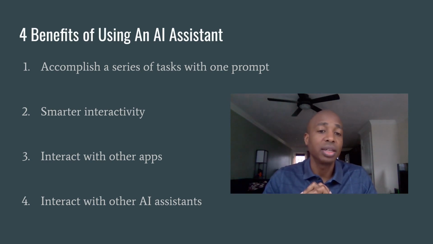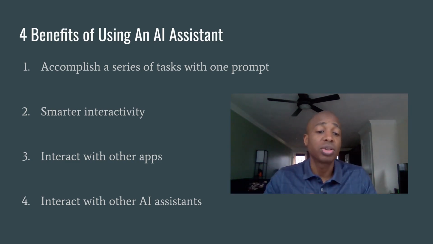Again, you could do something like that in Make or Zapier as well. But number 2, smarter interactivity. So maybe you group some of those prompts together, and then based on what you get out of that, you have an output that gets evaluated, maybe approved. You could get really sophisticated with your workflow on this and actually treat this AI assistant like an assistant that has to come back and get approvals for moving on to different steps.